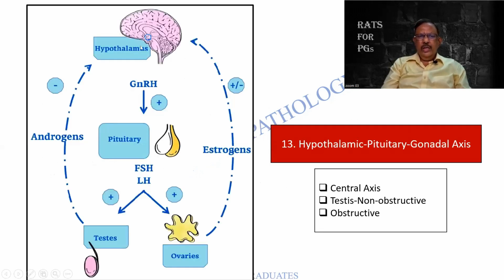So I have the hypothalamus, the pituitary, gonadotropin releasing hormone, and FSH and LH acting on the testis and the ovaries, and the negative feedback. So there is a central axis, and in the testis there can be non-obstructive causes, and there can also be obstructive causes. Try to recollect and act on these subheadings.